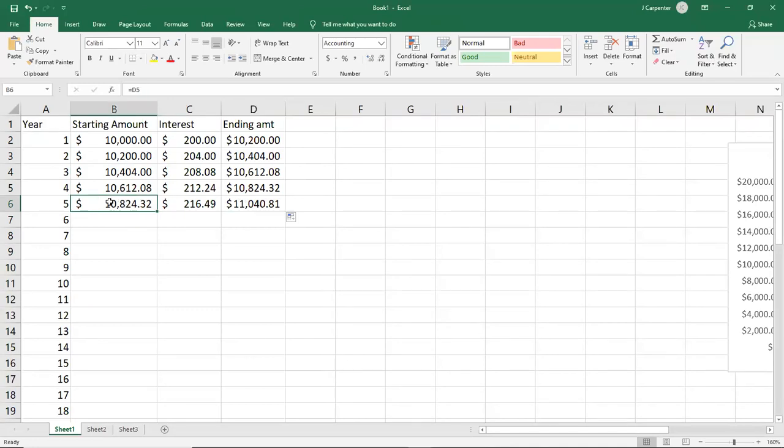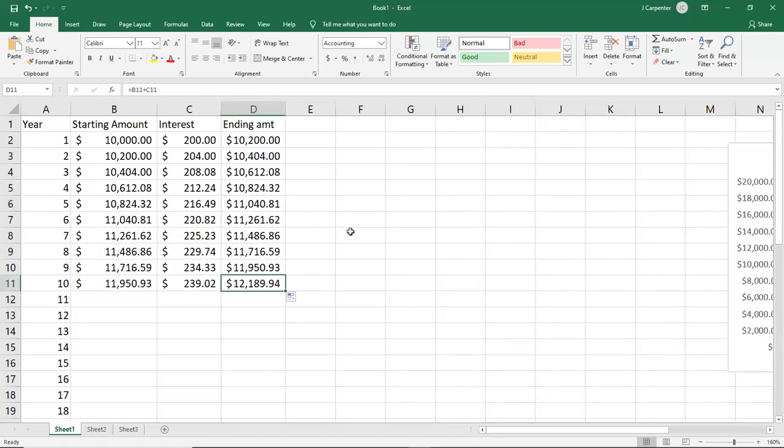If we go to 10 years, highlight the cells, grab the fill handle down. Let's go down to year 10. Our total balance is now $12,189.94. Our interest keeps climbing, which means our balance is climbing and climbing and climbing. If we were just making $200 every year, if we just earned simple interest every year, that would suck because we'd be making less money each year.